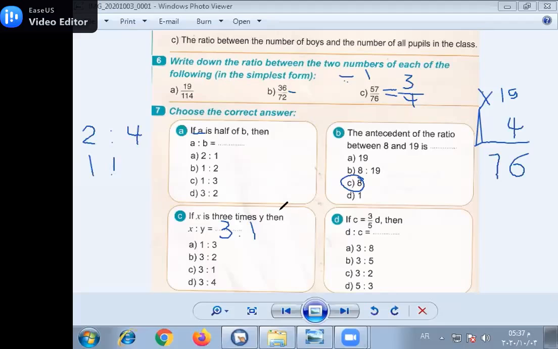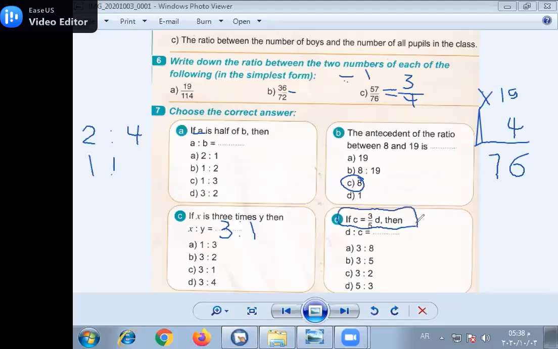Are you sure? Wait a minute, Marteros, please. Let her think again. The question says C equals 3/5 of D. Then the ratio D to C will be in this place, in this ratio.